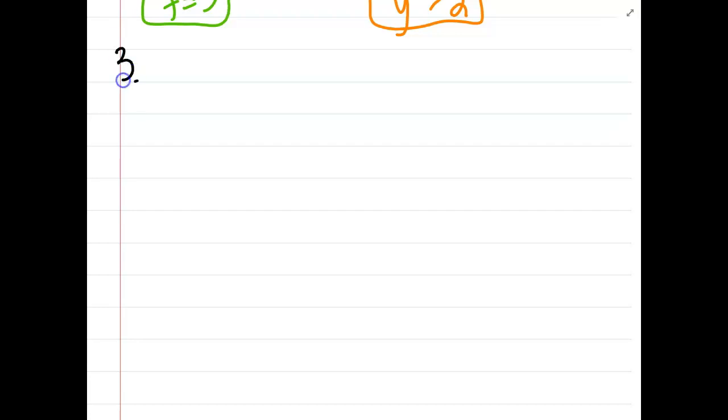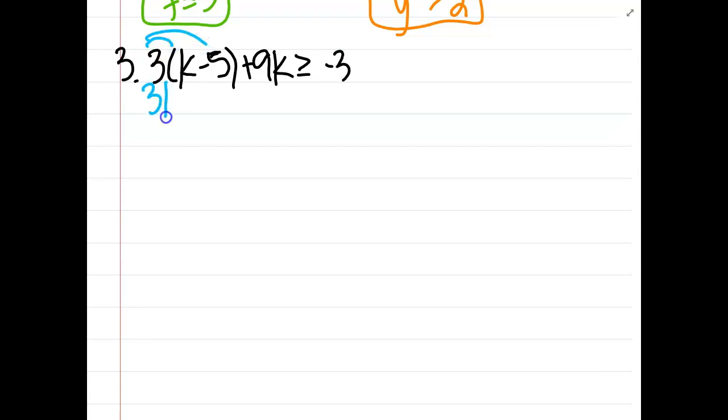Okay, let's try another one, number 3. 3 times the quantity k minus 5 plus 9k is greater than or equal to negative 3. So now this one, I do have something to distribute. Okay, I would distribute the 3. So we have 3k minus 15. And then we'd still have the plus 9k is greater than or equal to negative 3.